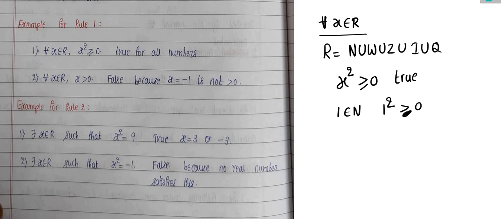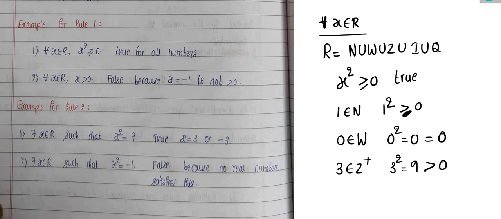Whole number. I am taking 0 as whole number. 0 square is 0. 0 equal to 0. Next I am taking positive integer, that is 3. 3 belongs to Z plus. 3 square equal to 9. 9 is also greater than 0. Now I am taking minus 3, that is negative integer. Minus 3 whole square, we know that 9. 9 is always greater than 0.